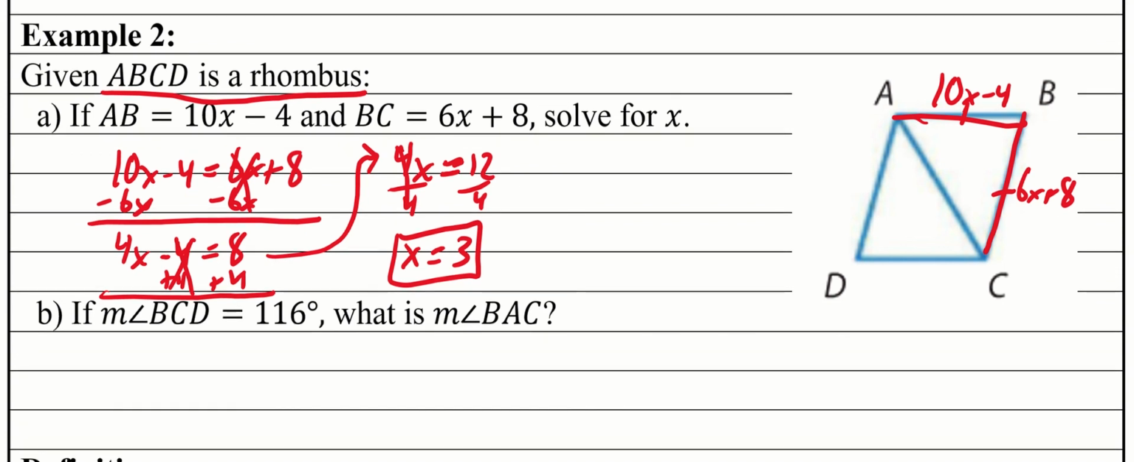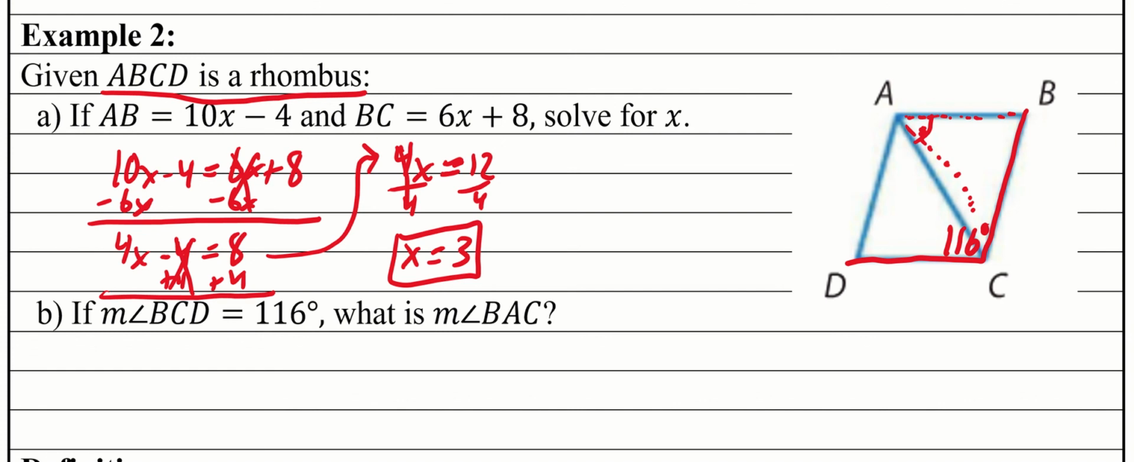Okay, other one here is a little bit different. I'm told that the measure of angle BCD is 116. So if I look at this here, BCD, this whole thing is 116 degrees. And it's saying, if that is the case, what is the measure of angle BAC? So if I look and draw out BAC, it's just looking for this angle over here. Okay, so how do I figure out this angle right here?